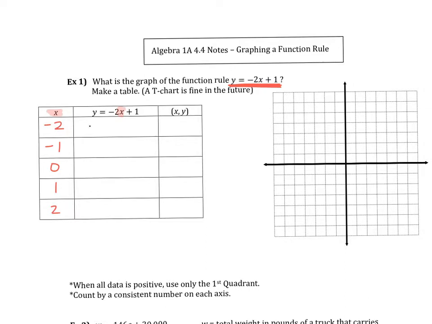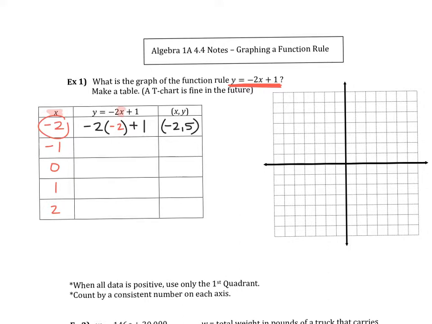-2, and here's where you'll put your x value, times -2 plus 1, okay? What is -2 times -2? 4, positive 4, right? A negative times a negative is a positive. So a positive 4 plus 1 is what? 5. So your point that you're going to plot is -2, 5.